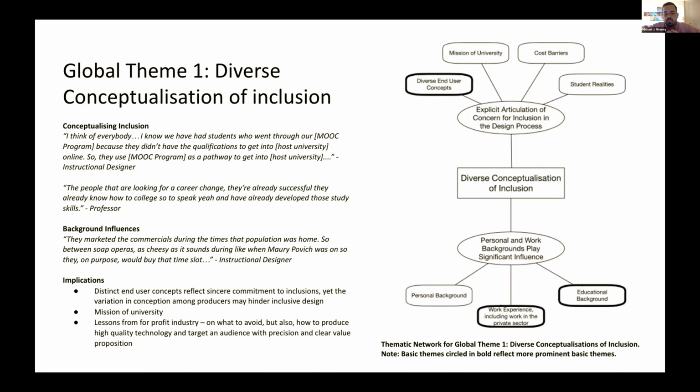The other interesting theme that I want to highlight from this thematic network is just how significant their personal and work backgrounds were. And so I really want to highlight how many of these producers did have some experience in the for-profit education sector, which served as a warning to them because they saw some of the more exploitive behavior that often has been observed in that sector.